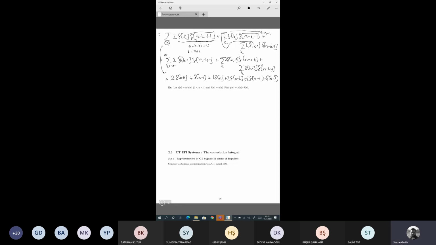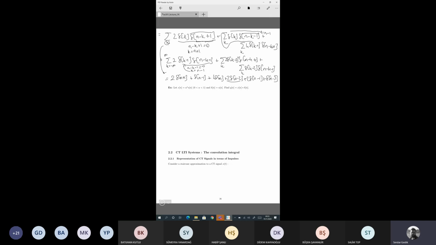So I have those terms if I expand them one by one. So for instance, what about this? n minus k minus 1 should be 0, and k should be equal to n minus 1. So if you put here n minus 1, you have 2 times impulse n minus 2. So it is this term, okay?